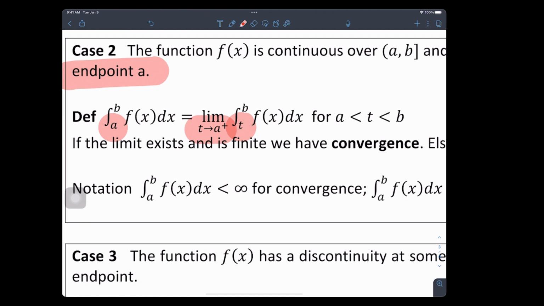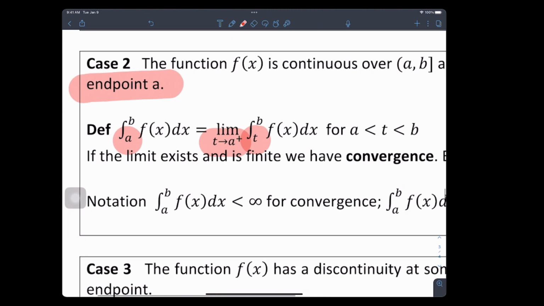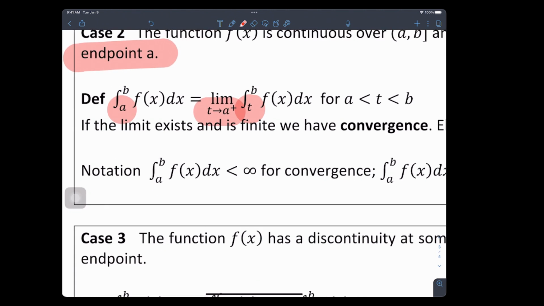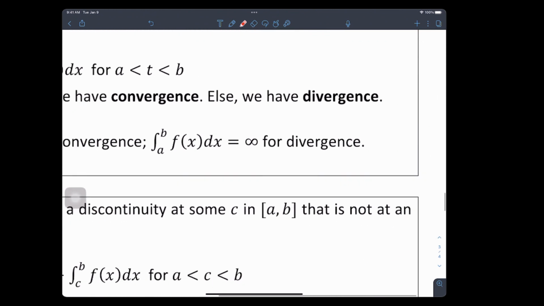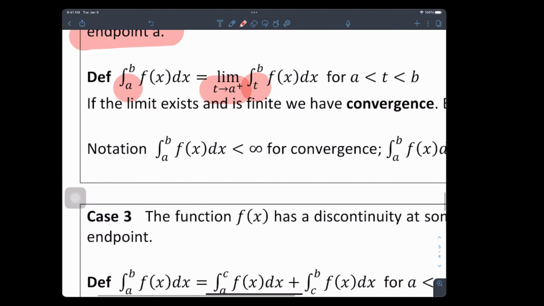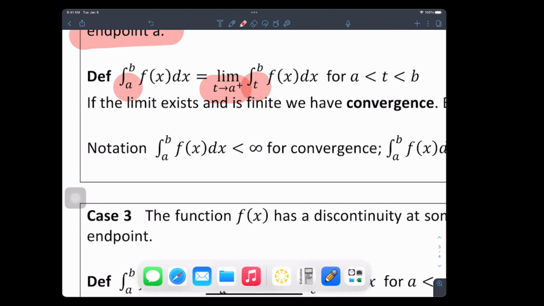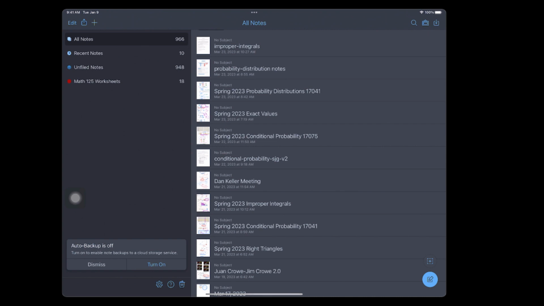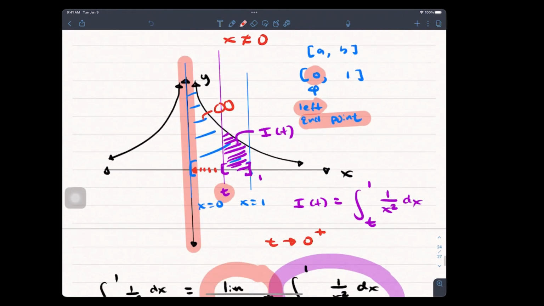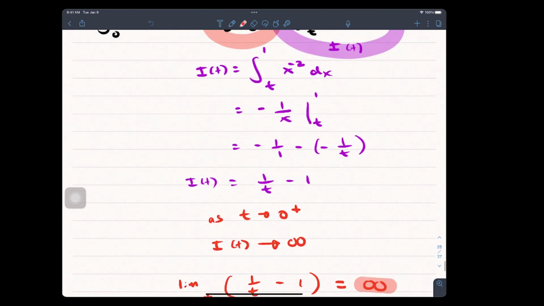Replace A with t when you have that left endpoint discontinuity over the interval. Replace the lower limit with t and let t go to A from the right. But that was the picture. And now you can integrate. And again, if this equals infinity, we say divergence. In this case, it did. If it's finite, we say convergence. So those are my notes. I guess I started with case 2. So, okay. Improper integrals. There we go. That's when you have a discontinuity on the left side. And that's that, okay?